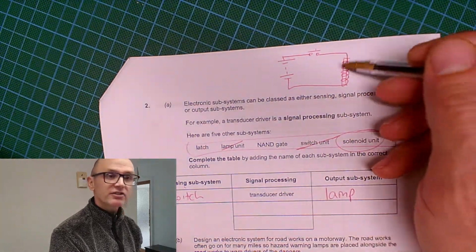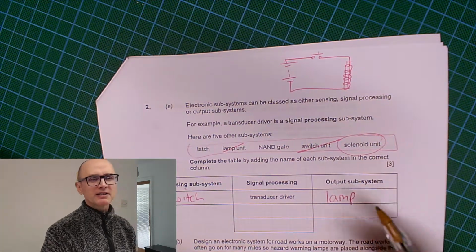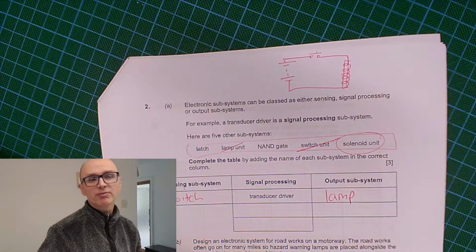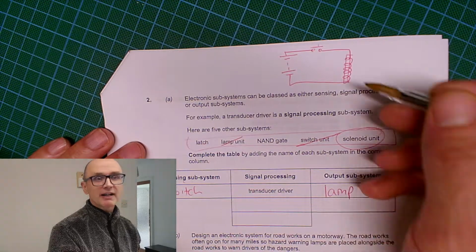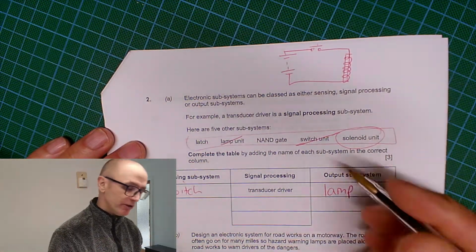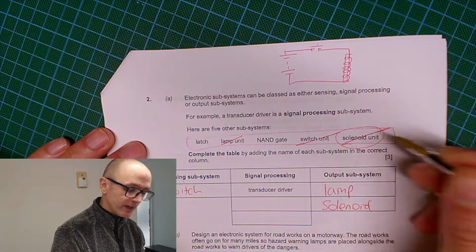So that's a very basic sort of solenoid unit there, and as I say, it could be used as some sort of actuator, some sort of door locking mechanism, or there's lots of other applications besides. But it's definitely an output, because the output is the mechanical movement. So that's the solenoid. Get rid of that one.